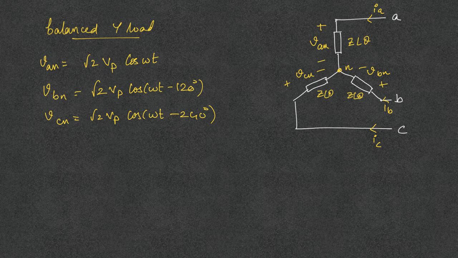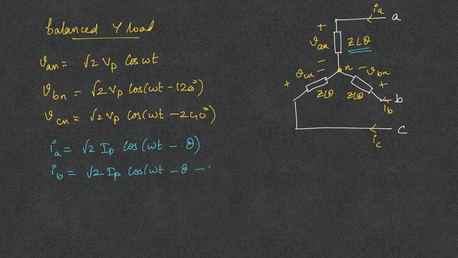Now since the impedance has an angle of theta, the currents you can write as IA is equal to root 2 times the RMS value, which we will take as IP. IP is the phase RMS, into cos omega t minus theta, the impedance angle. IB will be equal to root 2 IP cos omega t minus theta minus 120 degrees. So it is lagging A by 120 degrees. And IC will lag IB by 120 degrees. So root 2 IP cos omega t minus theta minus 240 degrees.